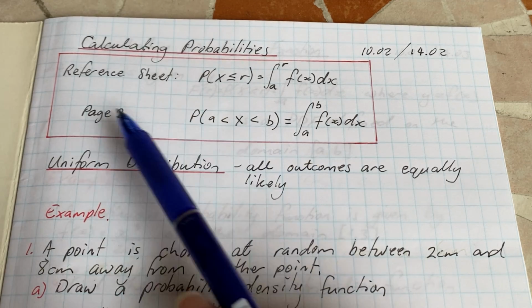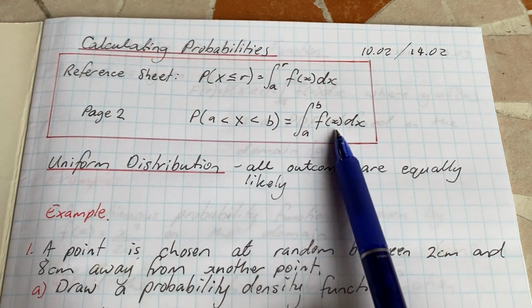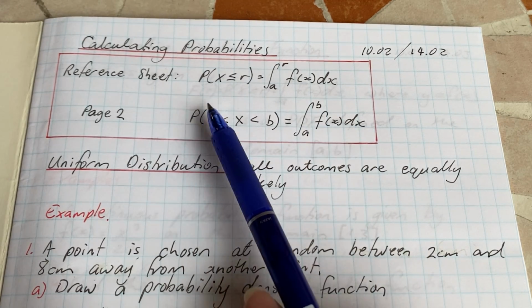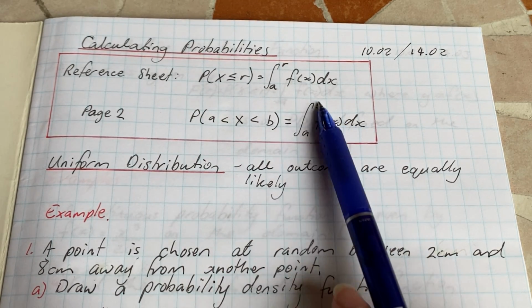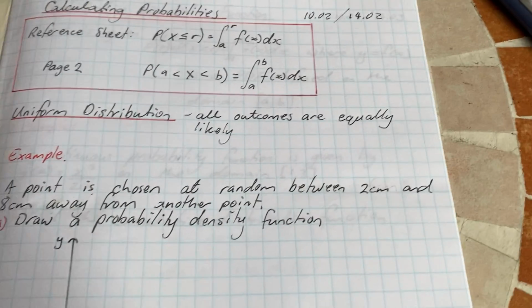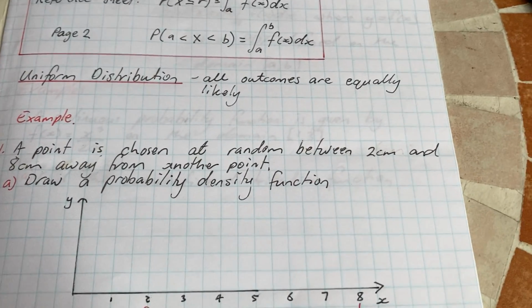And then this is page 2 of the reference sheet. This is exactly what I was doing in the last exercise as well, where the probability of being between A and B is just the integral from A to B. And A to B must be within the domain that the probability density function is defined on. Okay, so let's have a look at uniform distributions.